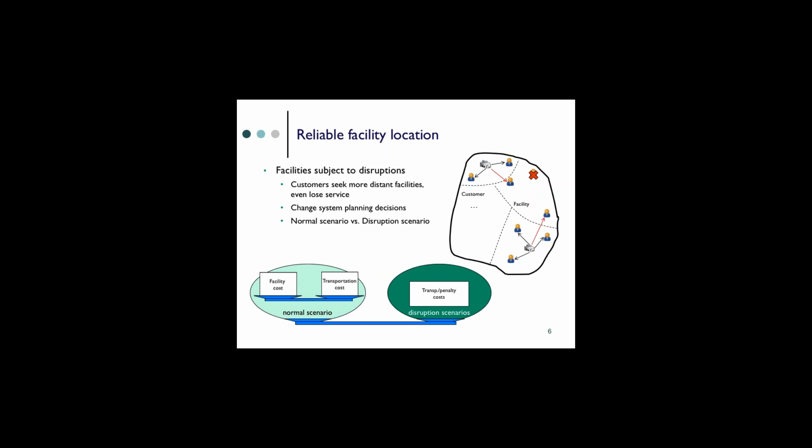Still take this example. If we only focus on the normal scenario, the optimal decisions may choose to build a facility here. But what happens if this location is subject to disruption with high probability? Then that means with high probability, these customers will pay higher cost, either transportation or the penalty cost. Then the cost for this scenario will be pretty high. If we ignore this one, the system design solution might be suboptimal.